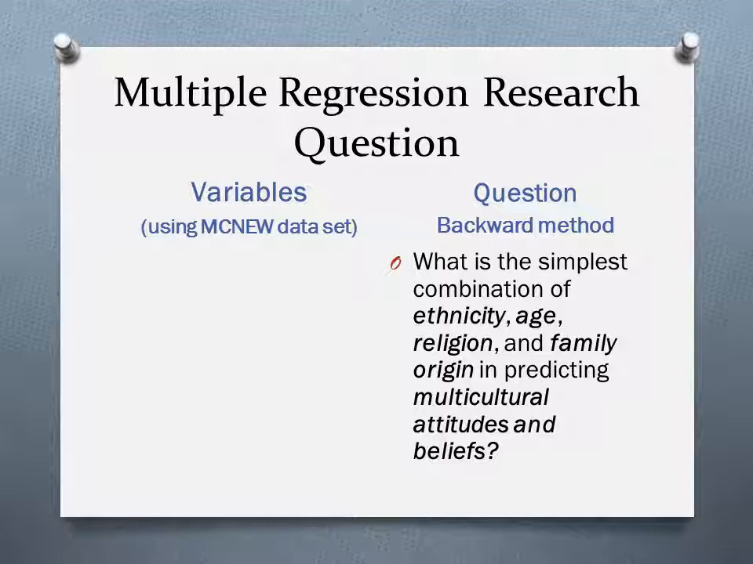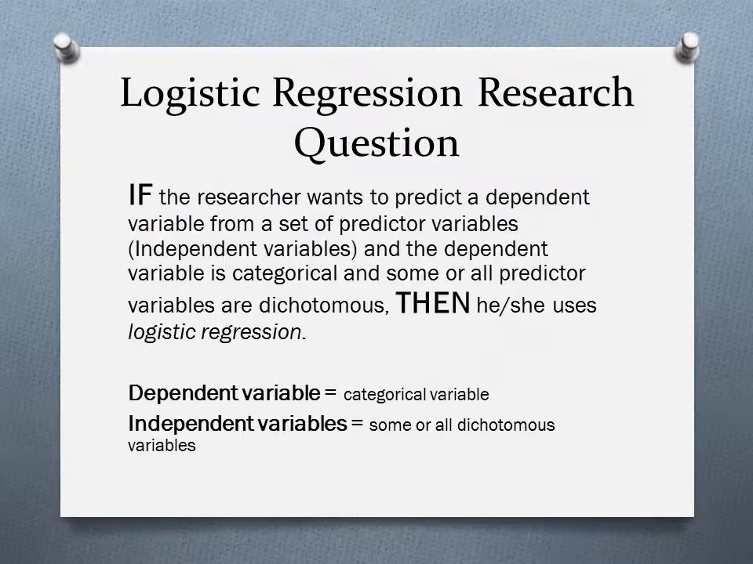The question for the backward method is, what is the simplest combination of ethnicity, age, religion, and family origin in predicting multicultural attitudes and beliefs?